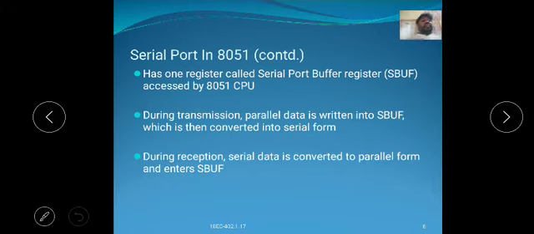It has one register called the serial port buffer register, that is SBUF, accessed by the 8051 microcontroller CPU.